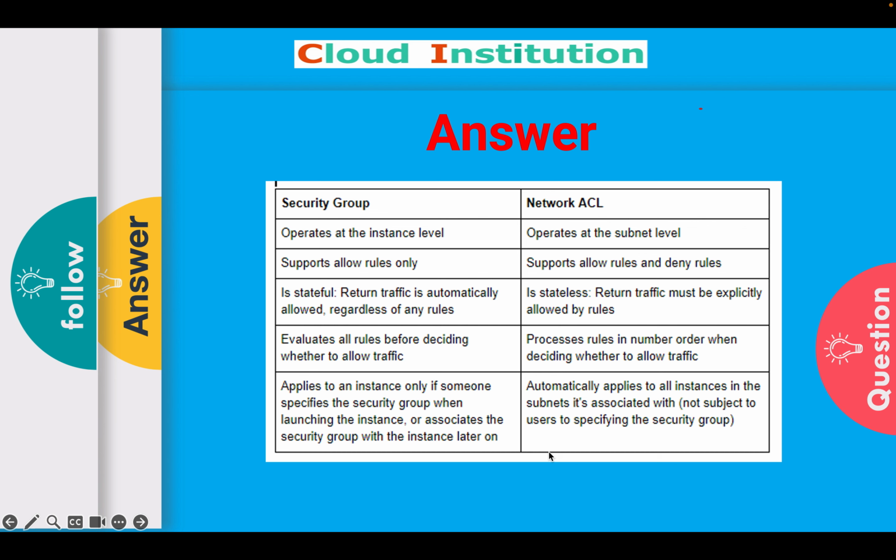So that's all about this, guys. Hope you understand this difference between security group and NACL. This is a very, very important interview question, guys. Please be prepared on these questions for a better result in the interview.